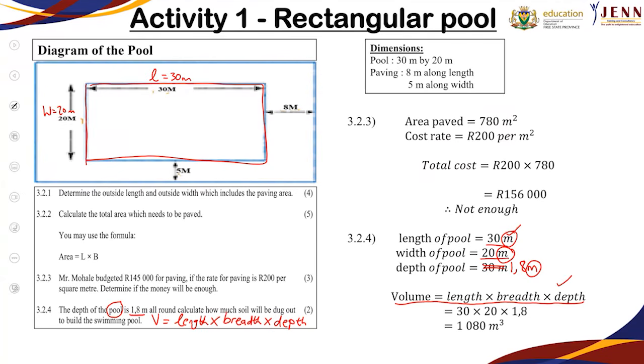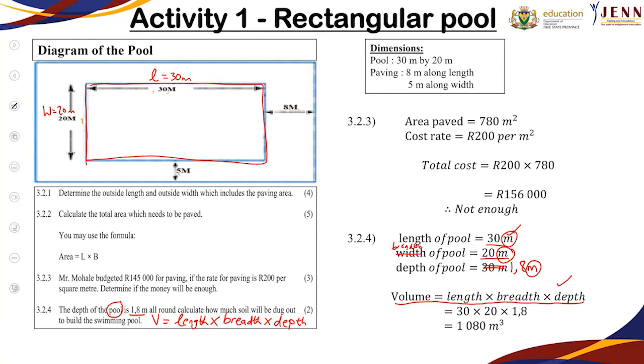So then the length is 30 meter multiplied by 20 meter. That is my breadth, or the width. Sorry about that, breadth. We are so used to width so much. Okay, so then the length is 30 meter multiplied by the breadth, which is 20 meter, multiplied by the depth, which is 1.8 meter. So which means now the volume.